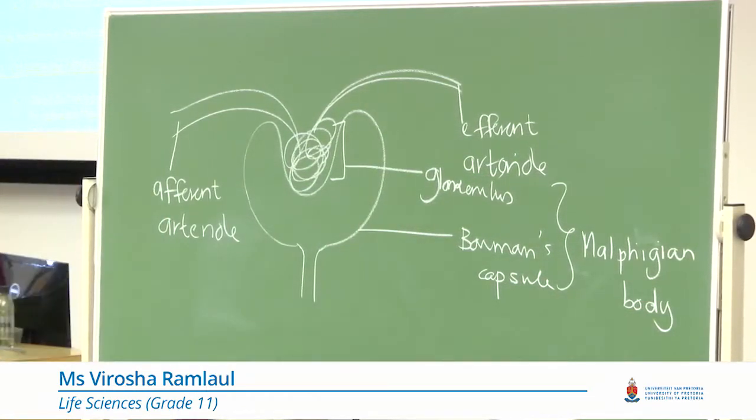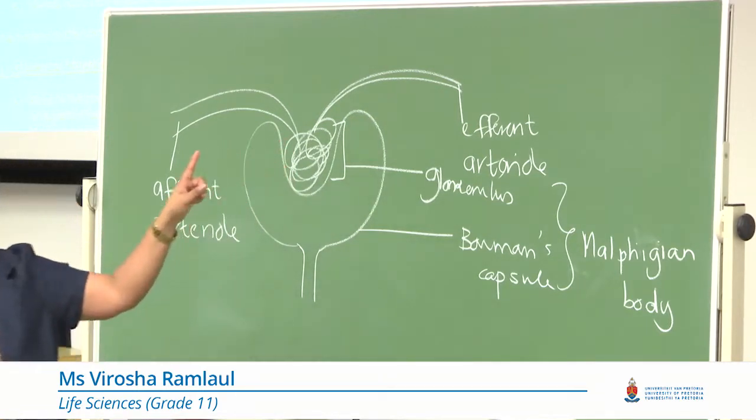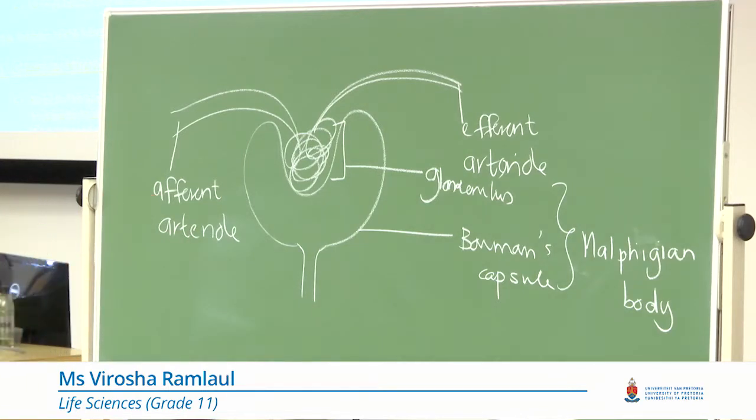I told you yesterday, anything that's stacked or coiled or folded in life science, the function is for increasing surface area. What is the function of the Malpighian body, the glomerulus? Filtration. The glomerulus is coiled to increase surface area, so more substances are filtered. Increase surface area for filtration.